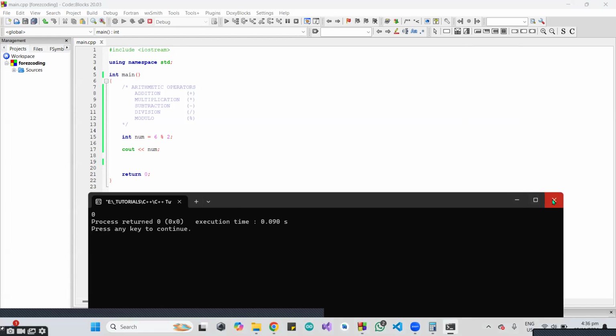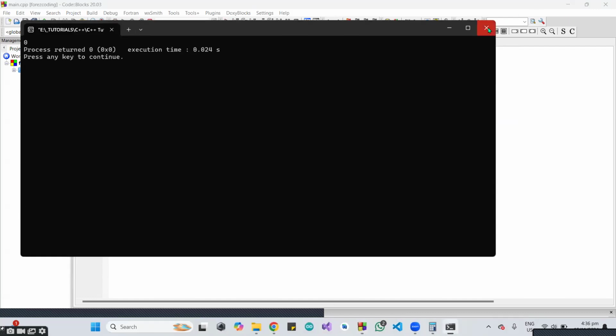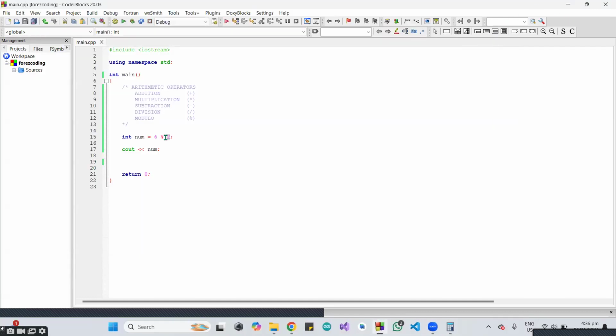Okay, so the modulo process will get the remainder right after you divide two values. For example, 6 divided by 2, you get 3, and there is no remainder. That is why when we run this program, we get the value of 0. What if we change this 2 to 4? So let's run the program and see the output.